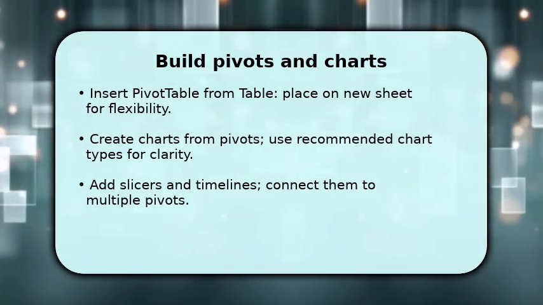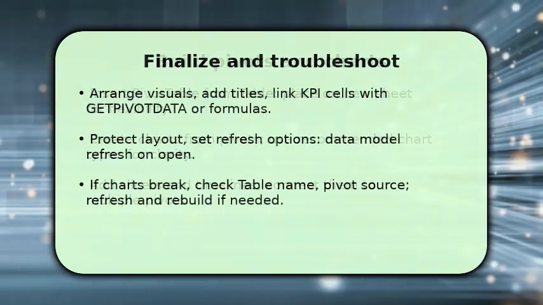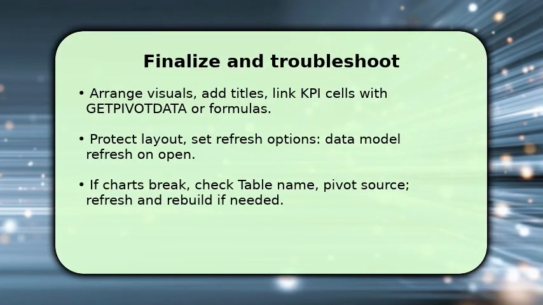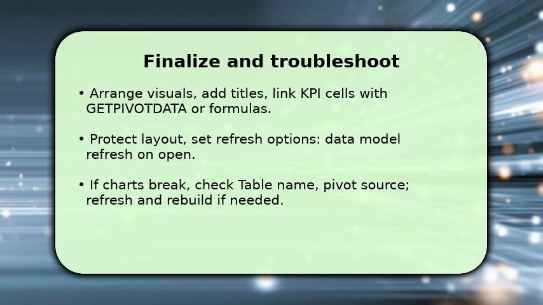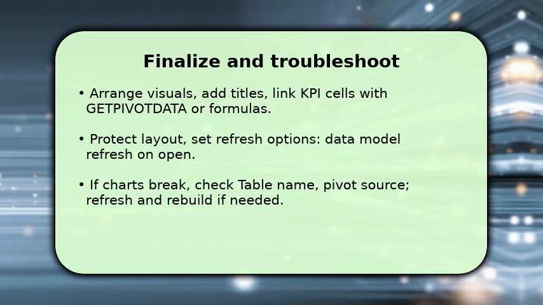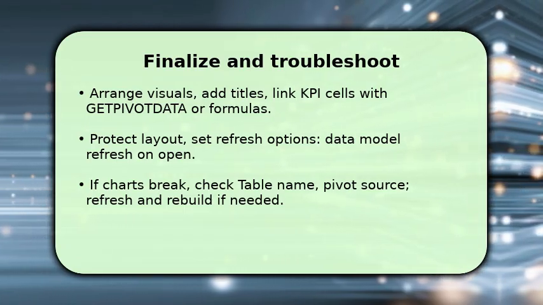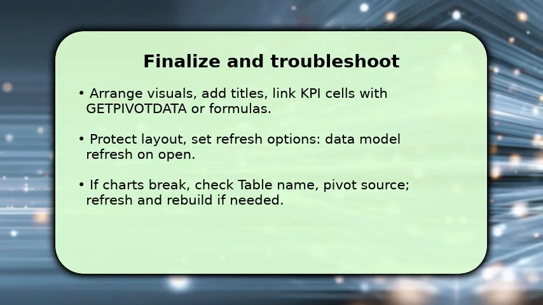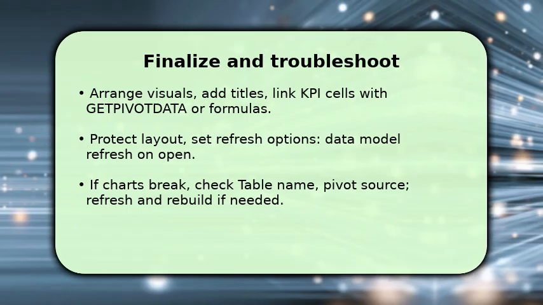To finish, position charts and KPI tiles neatly, add concise titles, and link summary cells to the pivots using getPivotData or direct formulas so numbers update automatically. Then set pivot refresh options and optionally protect the dashboard sheet layout to prevent accidental moves. Once done, test filters and refresh.